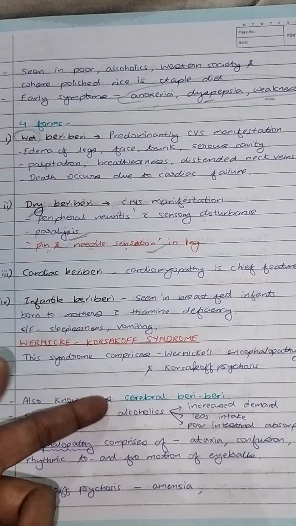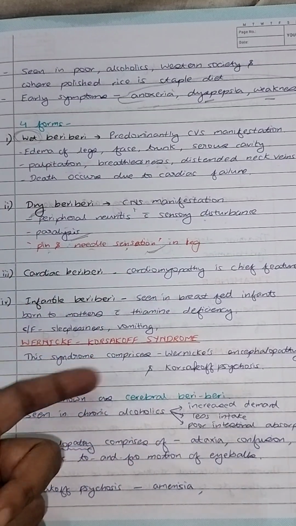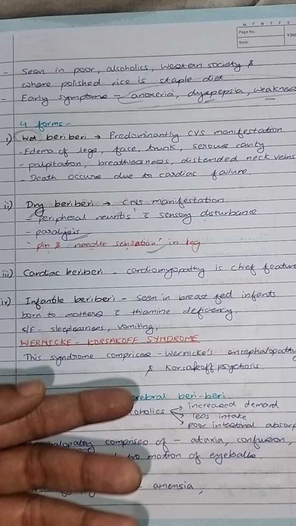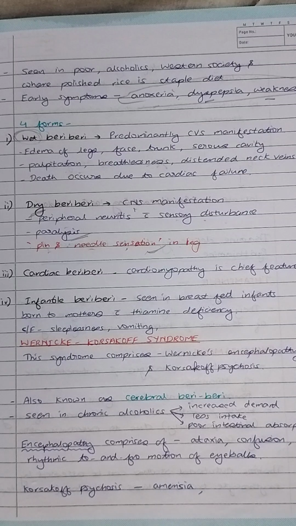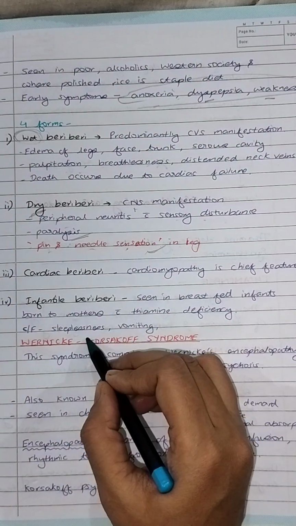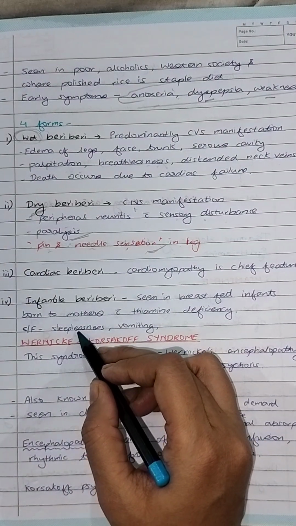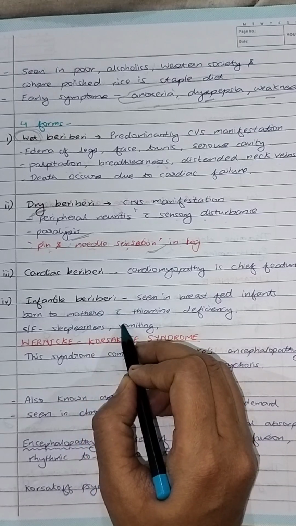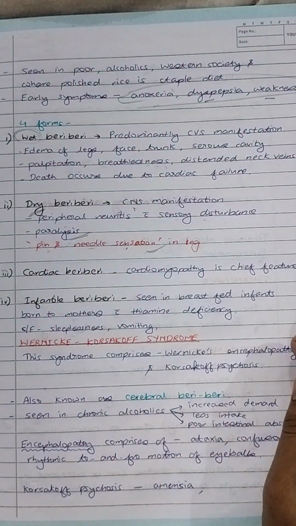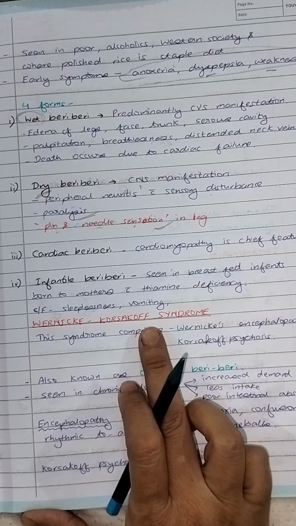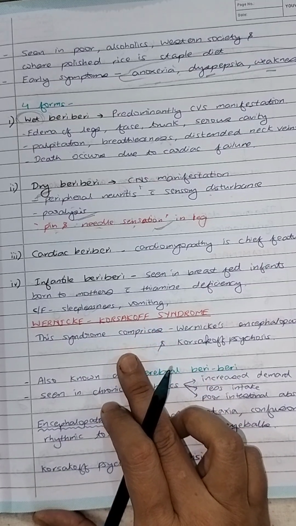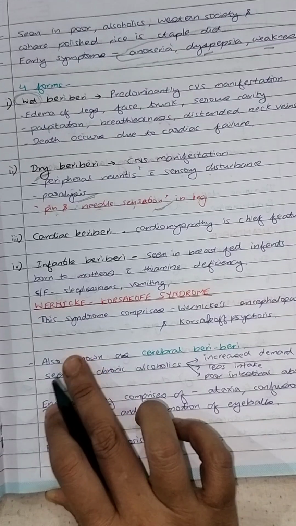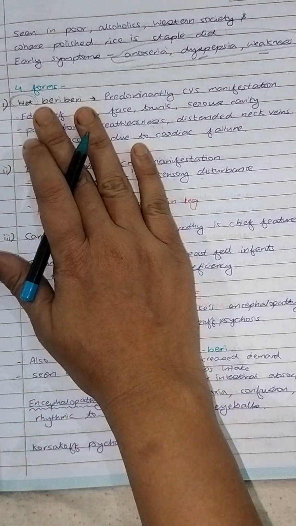Infantile beriberi, as the name suggests, is seen in infants, born to mothers with thiamine deficiency. The mother will bring the baby to the doctor complaining of sleeplessness, vomiting, and that the child is irritable. These will be the complaining features. So you have to ask about the diet history of the mother, whether she is taking a proper diet. So this is all about beriberi.